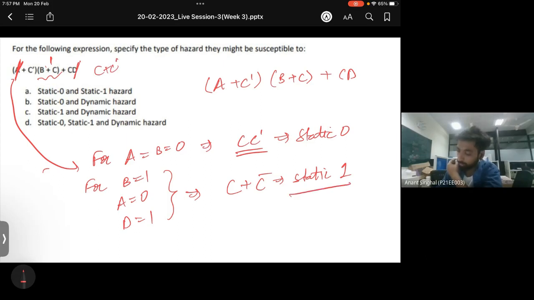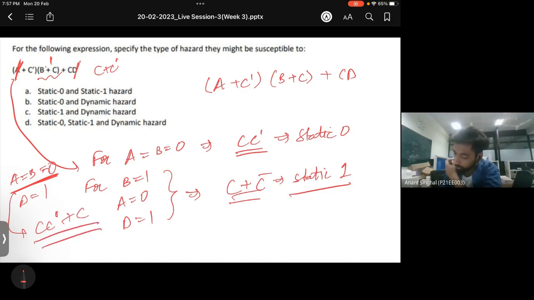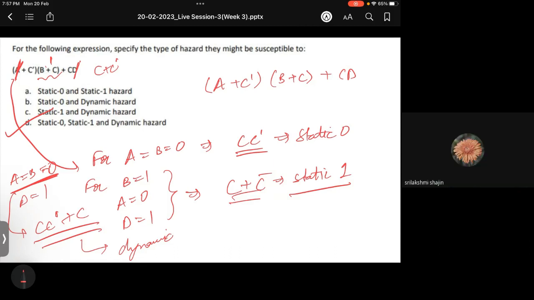And if a and b both are 0, it is directly given c bar. For the dynamic error, we can see here if we take a as 0, b as 0, and d as 1. For a, b as 0, it will be c bar, and for d as 1, it will be plus c. So dynamic error is also present. So the correct answer to this question is option D. Is it clear? Please respond. Yes, sir. Okay.